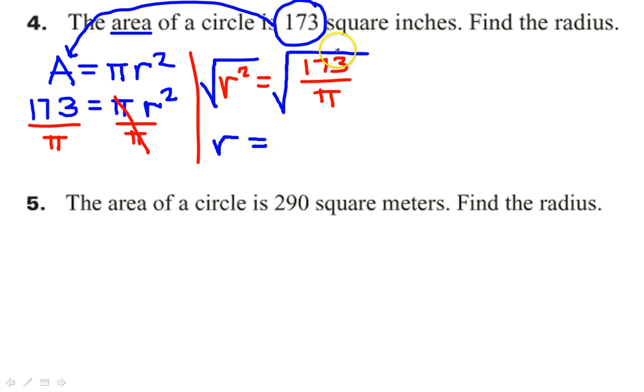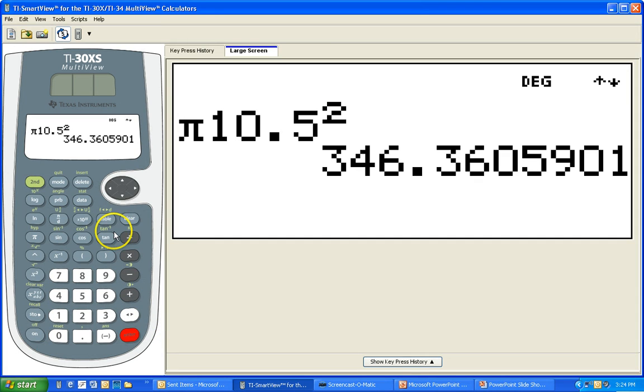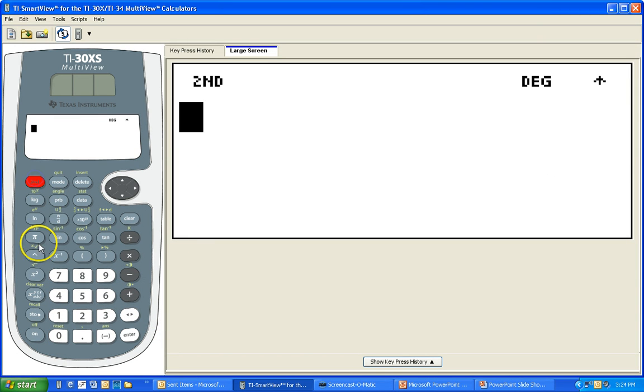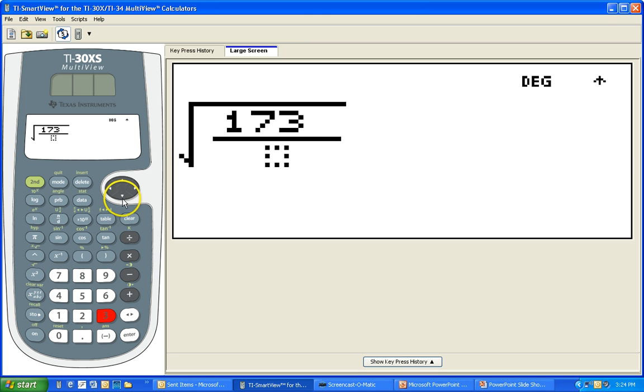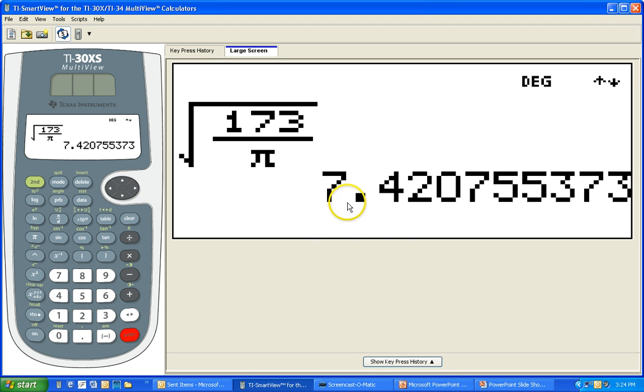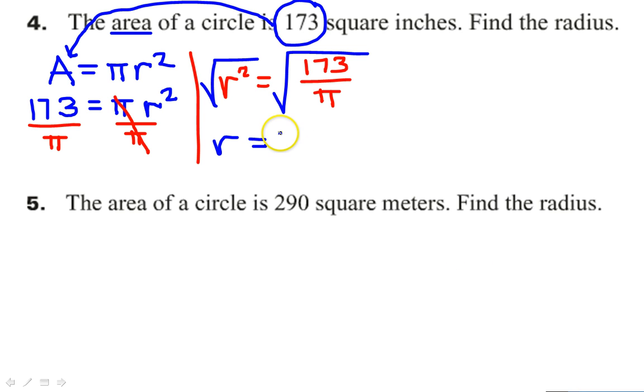And you can put this entire expression in your calculator. So let's see, square root of 173 over pi. Okay? Do you see how you can just type in the whole thing? Okay? So we're getting 7.42. Whoa, yeah, that was right. All right, we're supposed to find the radius, and we found it, so we're done.